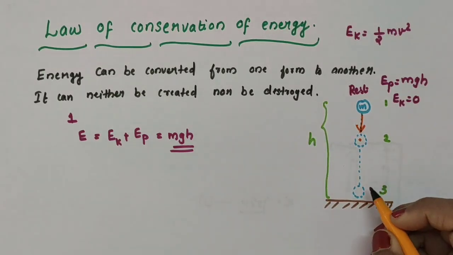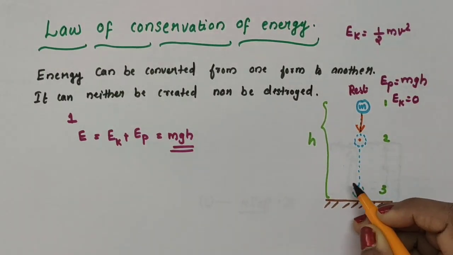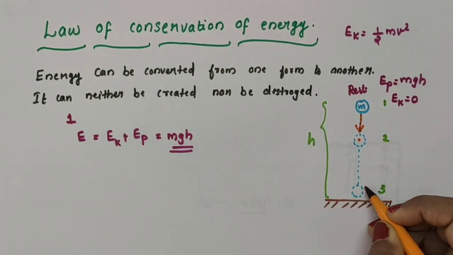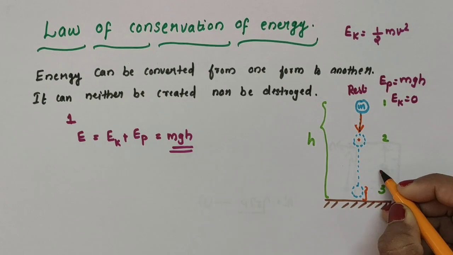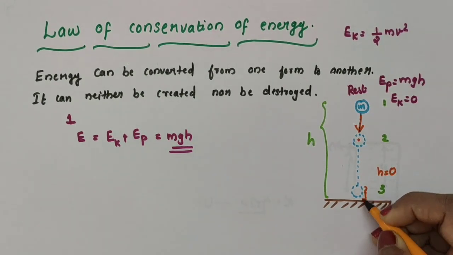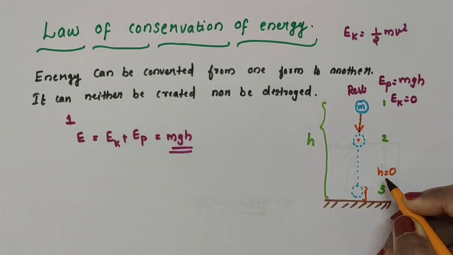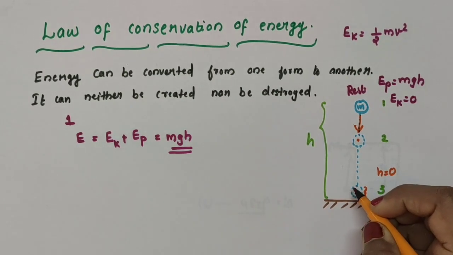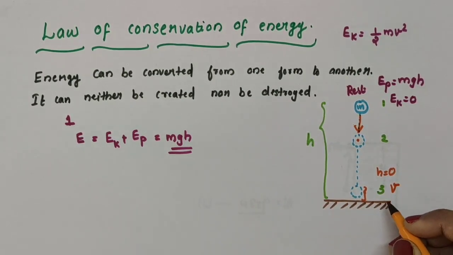Now, when the object reaches here, that is, when the object is about to reach the ground, its h, that is height from the ground, can be taken as 0 because it is about to reach the ground. So its height from the ground can be taken as 0. And its velocity will be the highest here. So let that velocity be v.